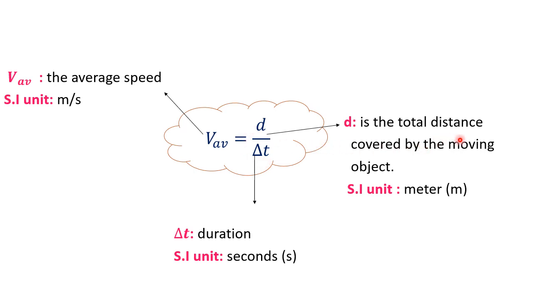D is the total distance covered by the moving object, and its SI unit is meter. Delta T is the duration, the time needed to cover this distance, and its SI unit is seconds. V average is the average speed, and its SI unit is meter per second. Of course, distance is in meters and time is in seconds, so meter over second is the SI unit of V average. So V average is equal to D over delta T.